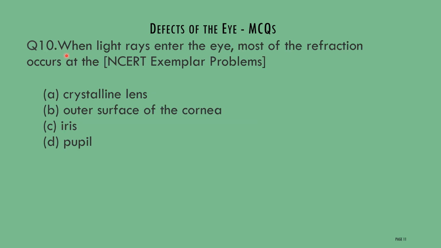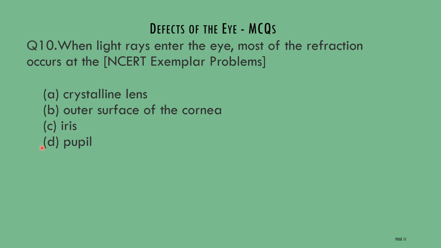Question number 10. When light rays enter the eye, most of the refraction occurs at the, almost in the eye. In which part of the eye will the refraction be maximum? Option A, crystalline lens. Option B, outer surface of the cornea.